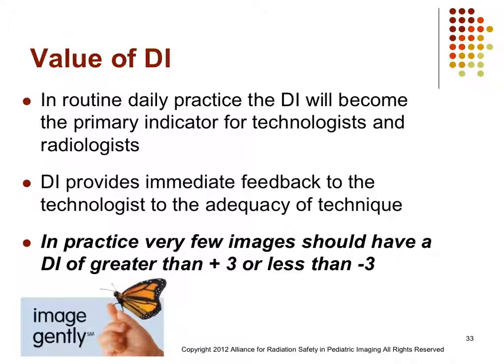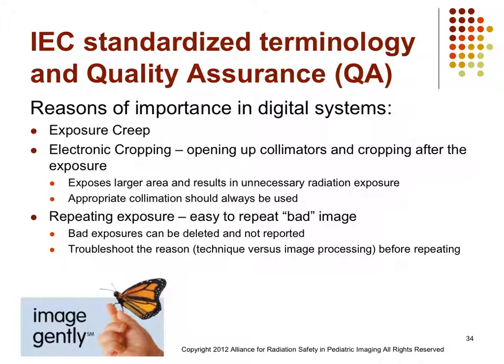Are you not measuring effectively? Are you overestimating? Are you underestimating? Are you not adjusting your techniques? What is actually happening if you're using automatic exposure control? Is it the detectors are not over the part because the pediatric patient is too small, or what's actually occurring? The importance is to make sure that we're holding ourselves accountable in the digital system.